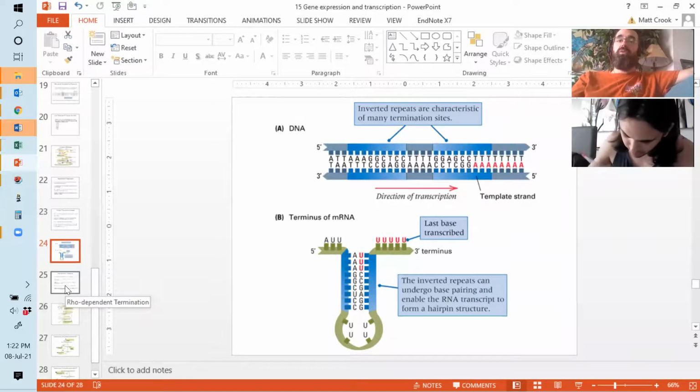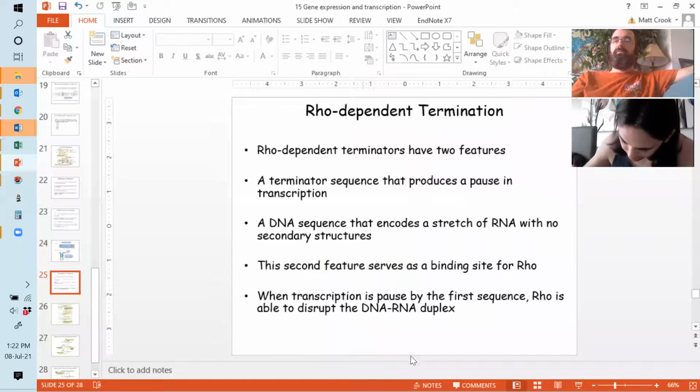Extrinsic termination, or Rho-dependent termination, relies on a protein called Rho. And so we again have a terminator sequence, but now we need a second thing, a protein, to come along and force the RNA polymerase off of DNA.